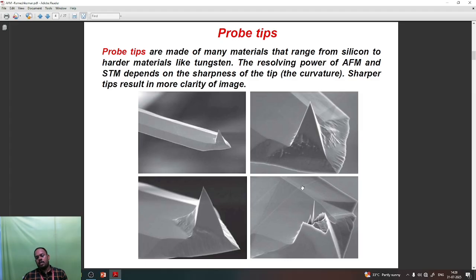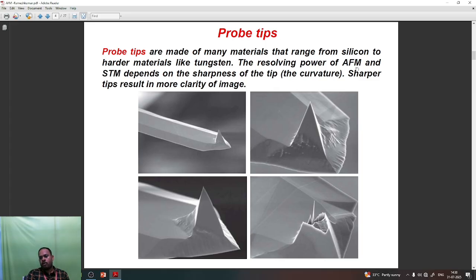So these are sample images of cantilever tips. Whenever we have a sharp tip, we will get an accurate, clear image. Usually the probe tips are made of materials ranging from silicon to harder materials like tungsten. Basically, silicon nitride, Si3N4, is used for making the probe tips.